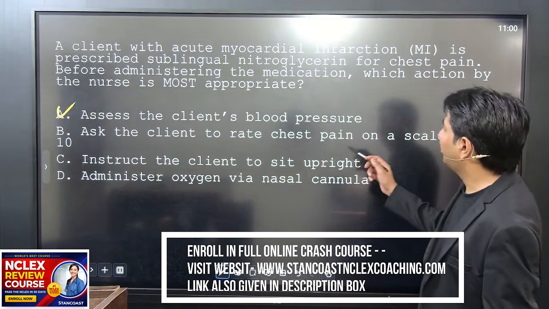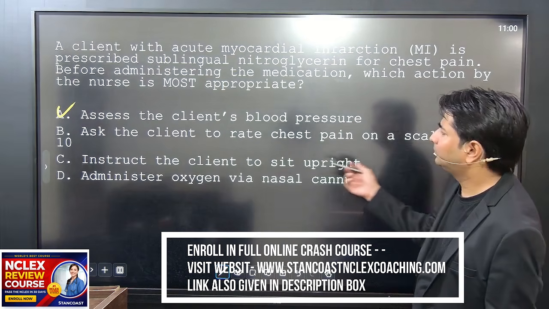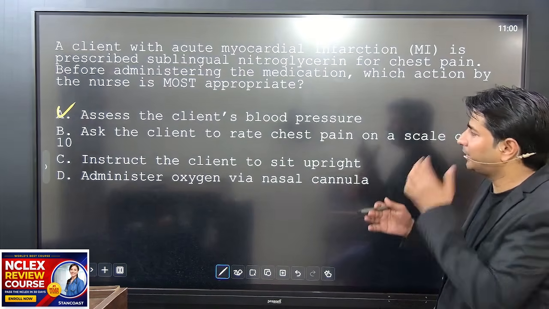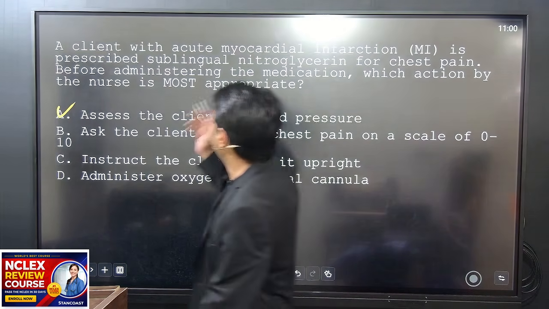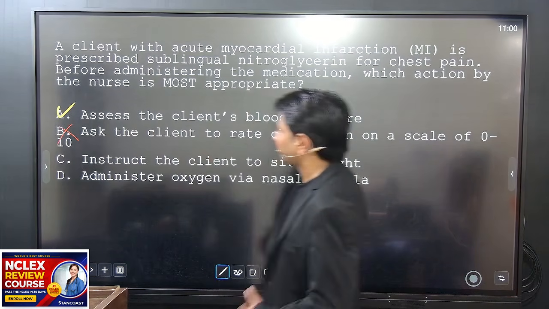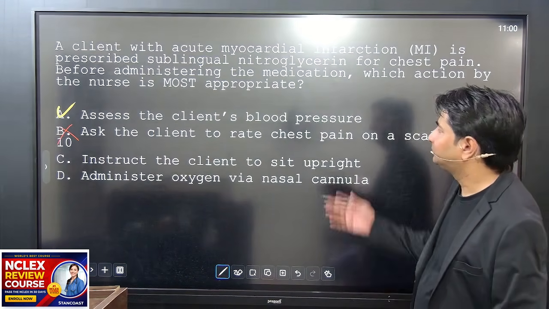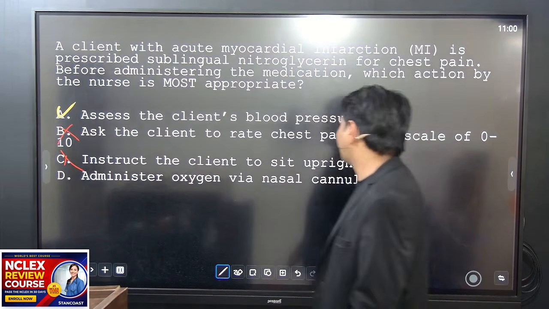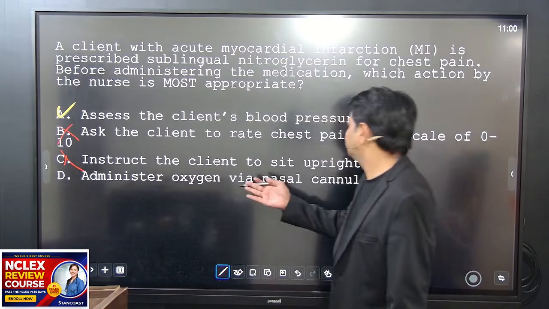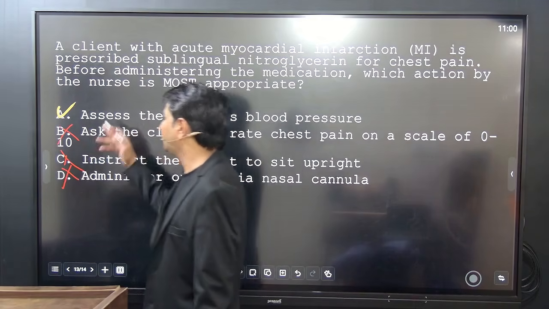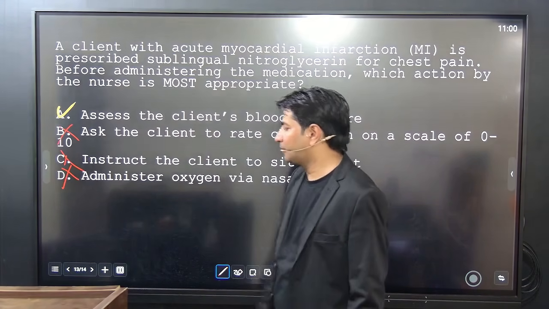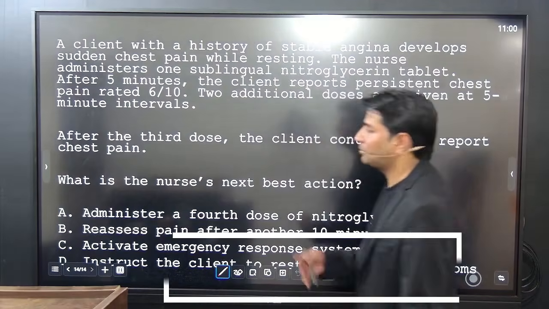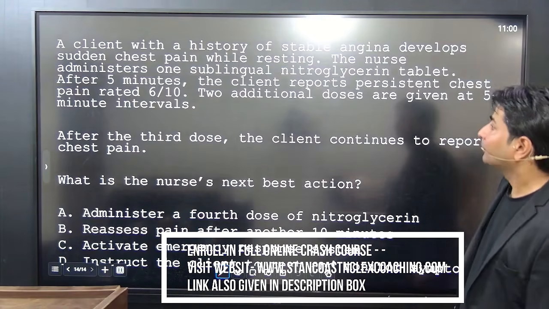Ask the client to rate chest pain on a scale of 0 to 10, meaning the patient will tell us about the pain in their chest on a scale, so there's no need to check this before giving nitroglycerin. Instruct the client to sit upright. This is also not that important here. Administer oxygen via nasal cannula. If the patient is given nitroglycerin, then giving oxygen is not such a priority because nitroglycerin always causes hypotension, it causes vasodilation. So there might be chances of hypotension, so the patient's blood pressure shouldn't be high beforehand.